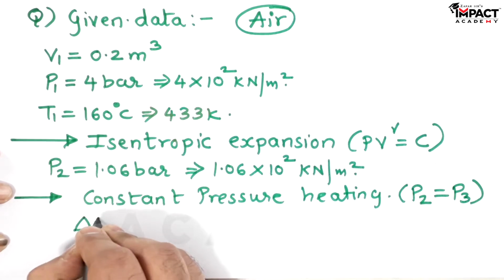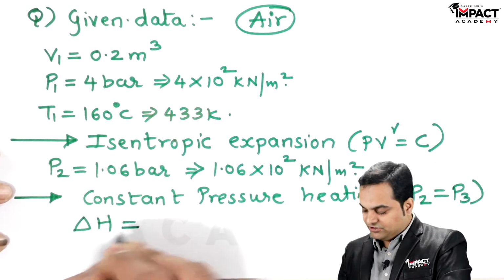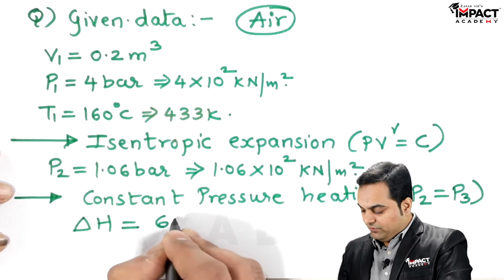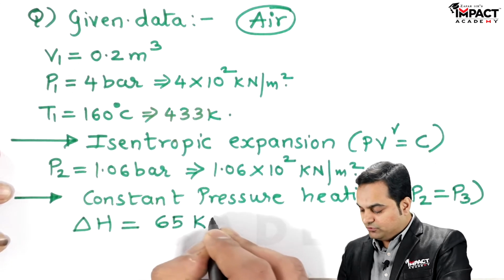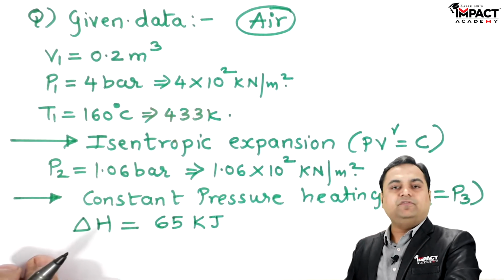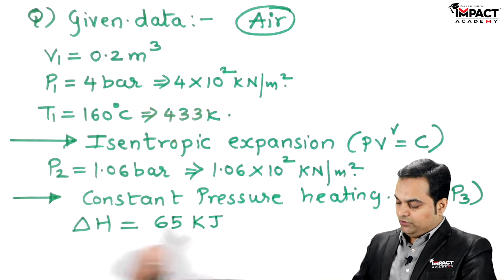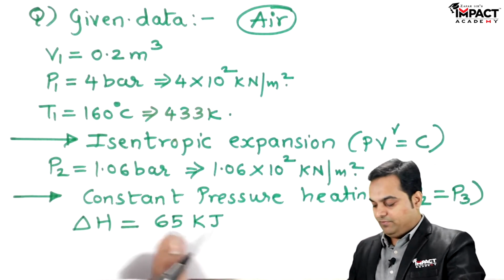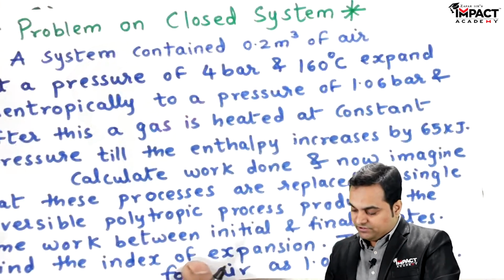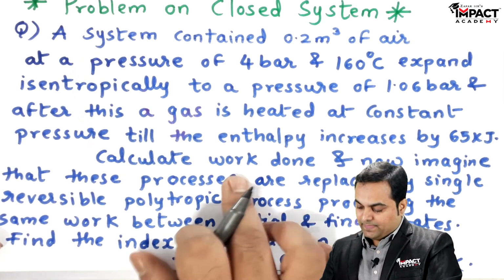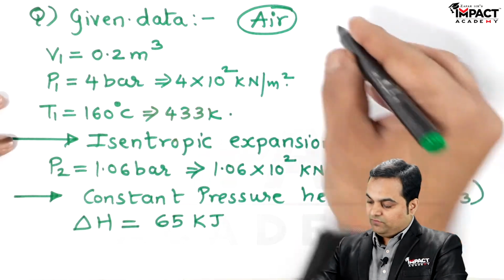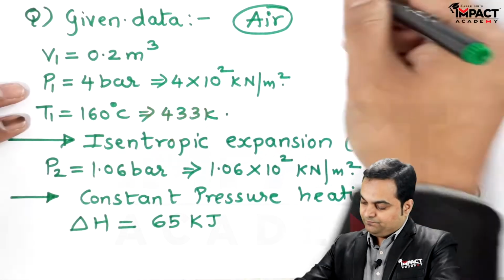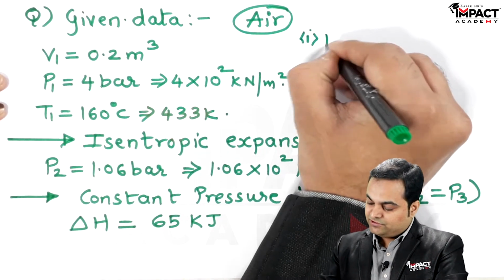Next, the enthalpy increases by, it is given as 65 kilojoule. So that is the change in enthalpy denoted by delta H, capital, because the value is total, that is in terms of kilojoule. It is not in terms of kilojoule per kg. So the value is total enthalpy denoted by capital H, that we have to remember, 65 kilojoule. Next, calculate the work done. So we have to find the work done during these processes.